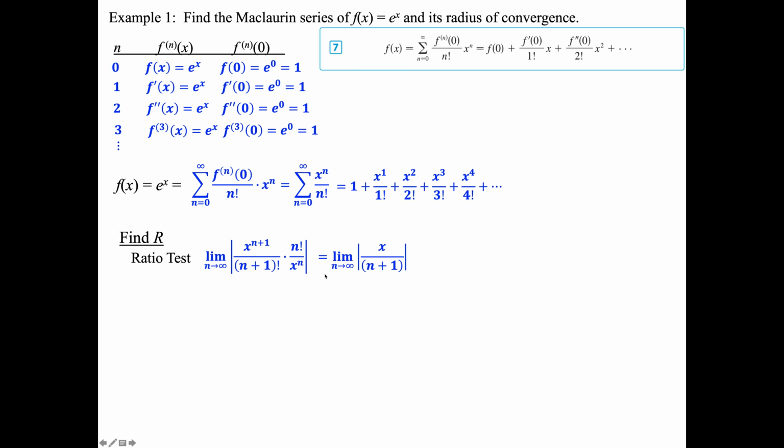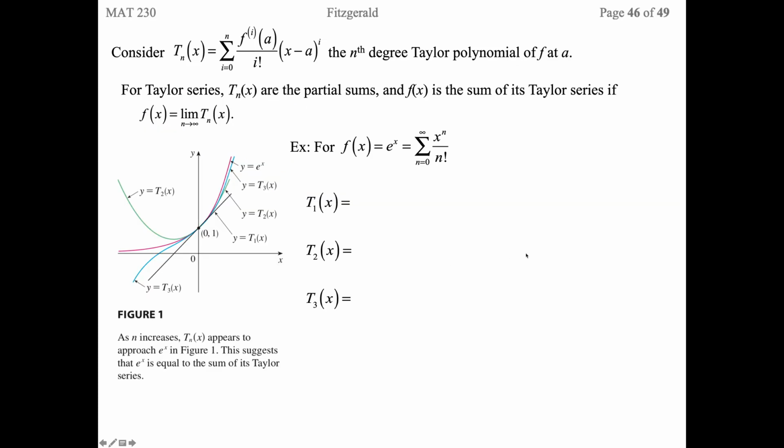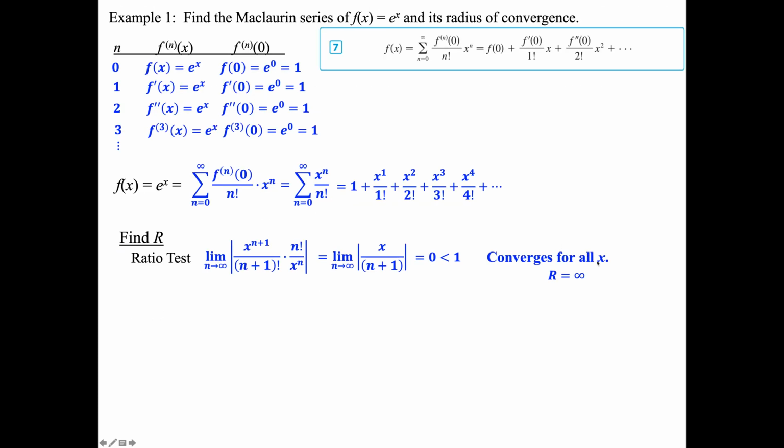So the limit as n approaches infinity is going to make our denominator bigger. Our x is going to be locked in at some value. So this is going to become 0 for our limit, which is less than 1. So this converges for all x, so our radius of convergence is infinity.